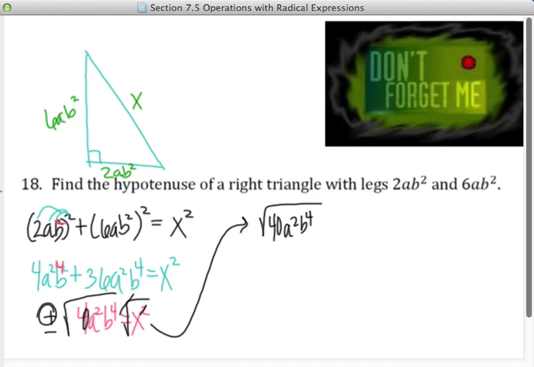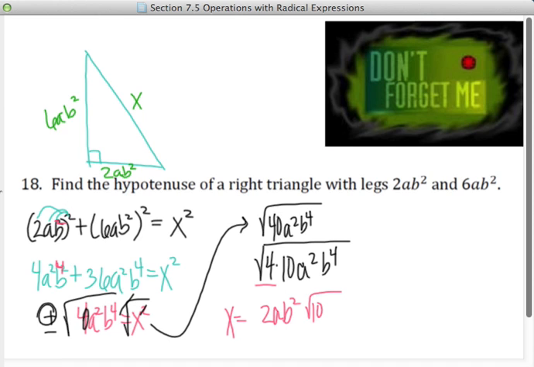And so I would simplify. Well, 40, I know, I can read it as 4 times 10, a squared b to the 4th. The square root of 4 is 2. The square root of 10, we're going to leave underneath there. Square root of a squared would just be a. The square root of b to the 4th, 4 divided by 2 is 2, so b squared. So we should have 2ab squared square root of 10. That would be our hypotenuse. So there is our hypotenuse.